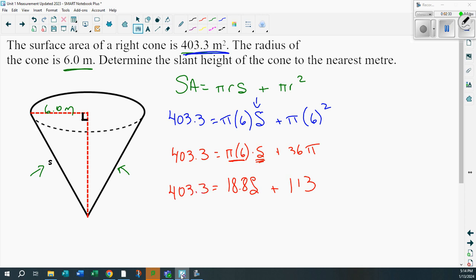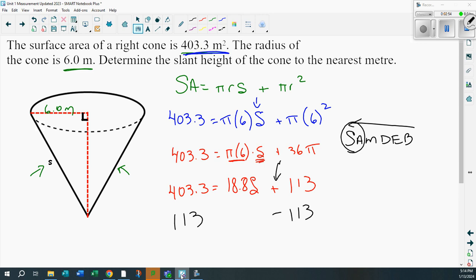Now, all you have to do here is algebra. You have to do SAMDEB. Remember what SAMDEB is? It's BEDMAS backwards, because that's what algebra means. Just work backwards and you'll get the answer. So in other words, do subtraction addition first. Okay, there's my addition right there. I'm going to subtract out 113 from both sides. So this is going to be 403 subtract out the 113.